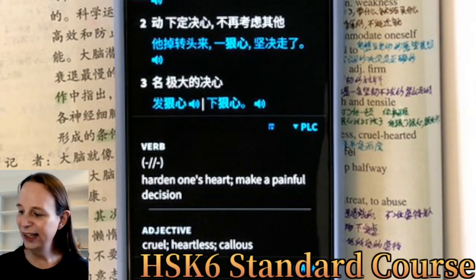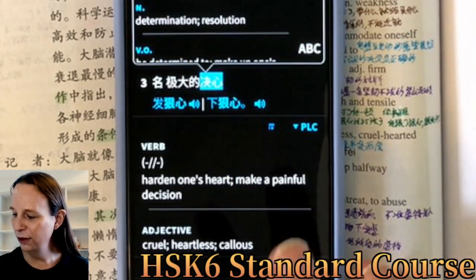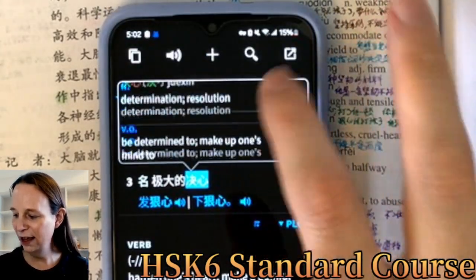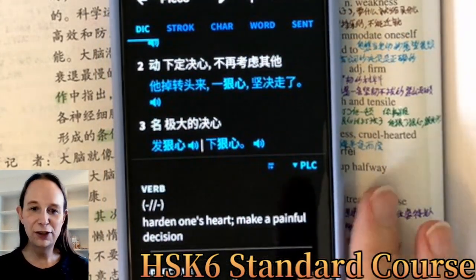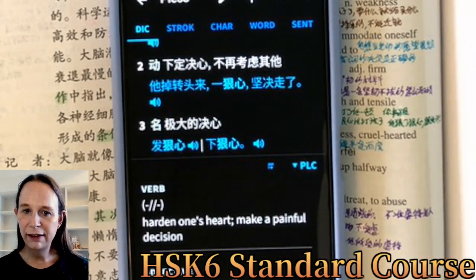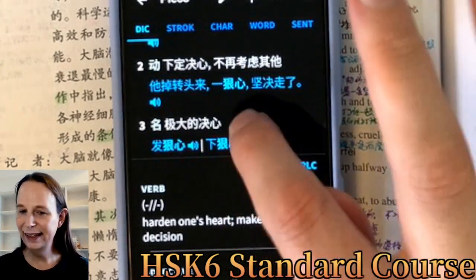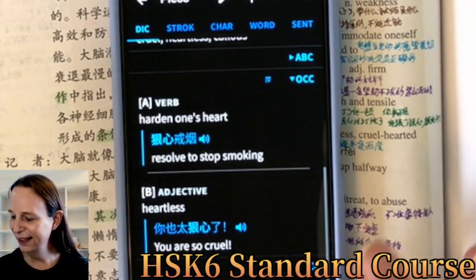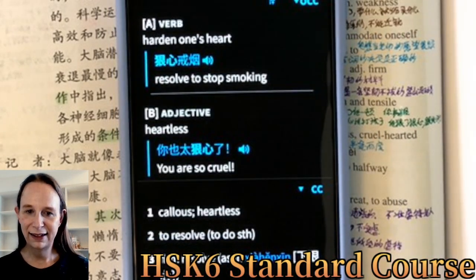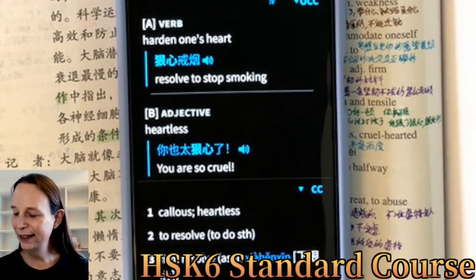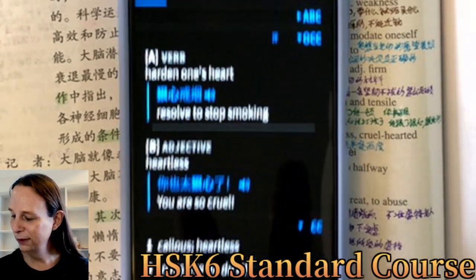极大的决心. 决心 would be decisiveness. No, determination. I've gotten this one wrong before. Determination. So an extreme level of determination. 发狠心,下狠心. I haven't encountered this used as a noun before. This is, yeah. 你也太狠心了. Yeah. This is functioning as an adjective. 狠心. You're too heartless, too cruel.